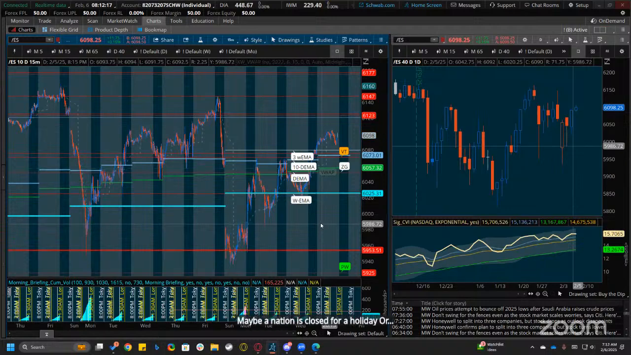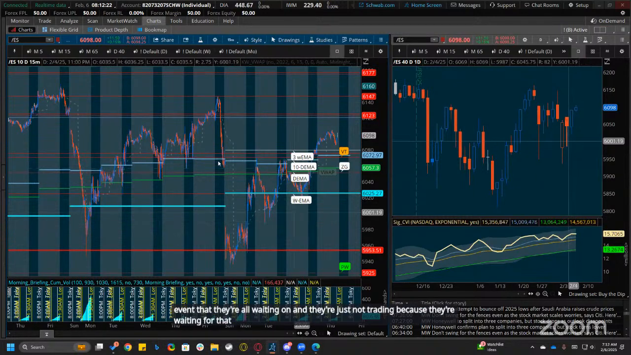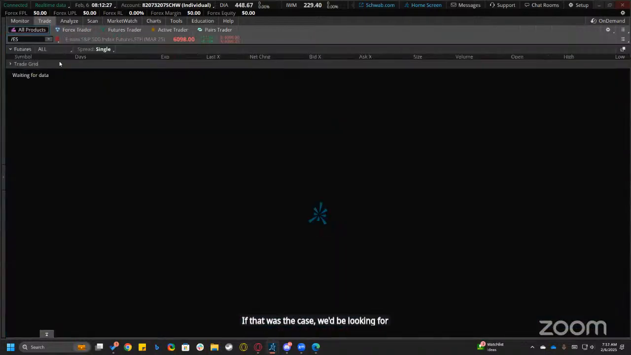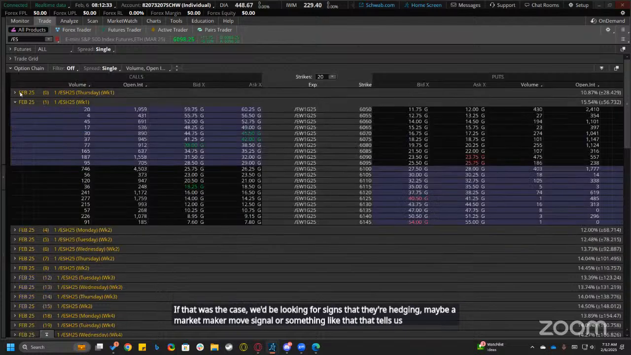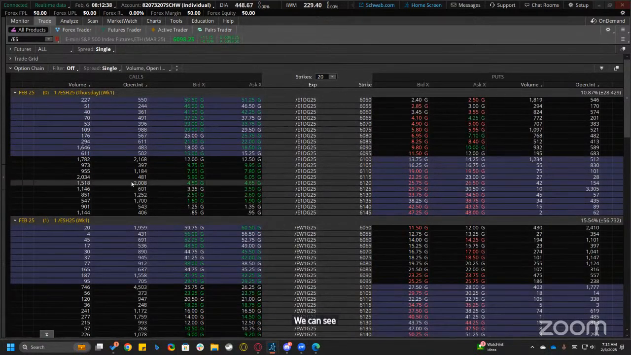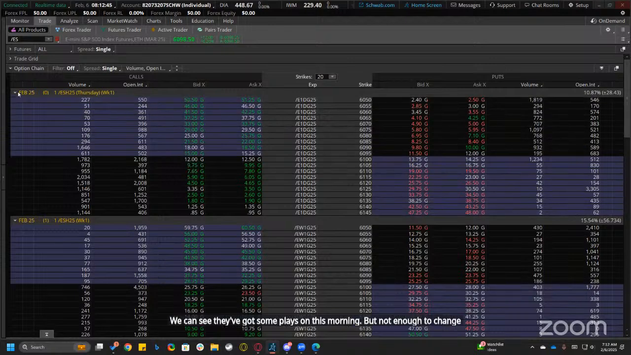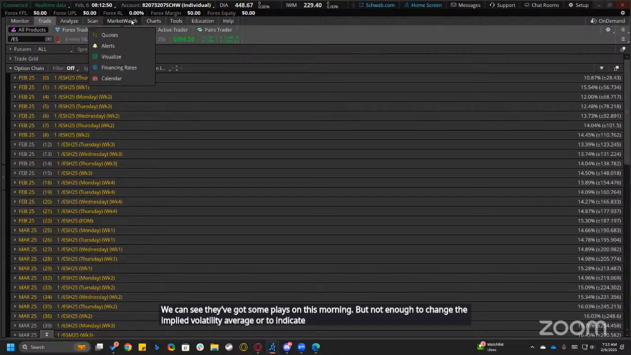there's some sort of economic event that they're all waiting on, and they're just not trading because they're waiting for that event to hit. If that was the case, we'd be looking for signs that they're hedging, maybe a market maker move signal or something like that that tells us why they're sitting out, why they're concerned. We can see they've got some plays on this morning, but not enough to change the implied volatility average or to indicate that they're adding additional hedging.